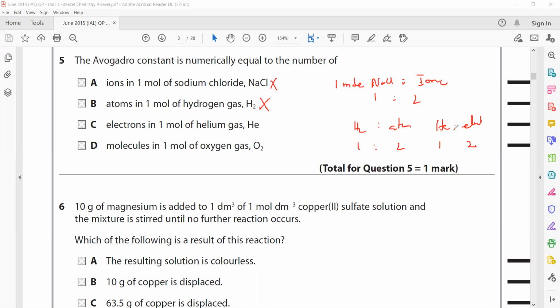So it will be again twice. Molecules in 1 mole of oxygen. That's true, because this is about the molecule. So 1 mole of oxygen will have 6 into 10 to the power 23 particles. But here, always it was twice, because this contained 2 ions, this contained 2 atoms, this contained 2 electrons. But D is the right answer, in which 1 mole of oxygen molecules is the same as the Avogadro's number.